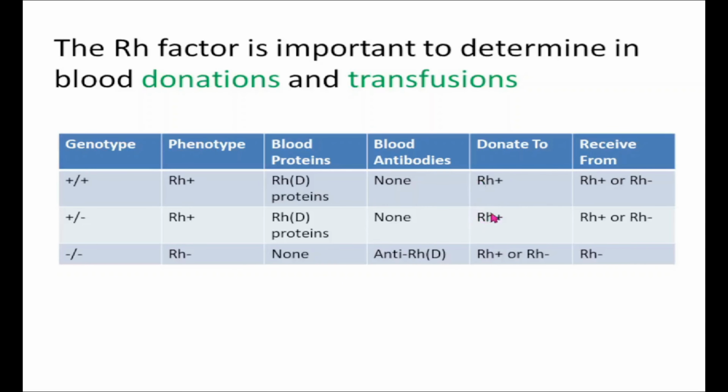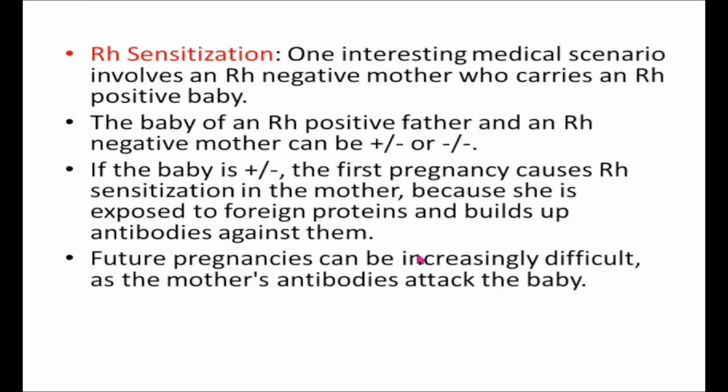This one can donate to Rh plus, and the minus one will donate to all kinds, Rh plus or Rh minus. Receiving from this one, the plus ones can receive from Rh plus or Rh minus, and the Rh minus receive only from Rh minus. If it will receive from Rh plus, then there will be what? Antibody production, and then there will be problem.